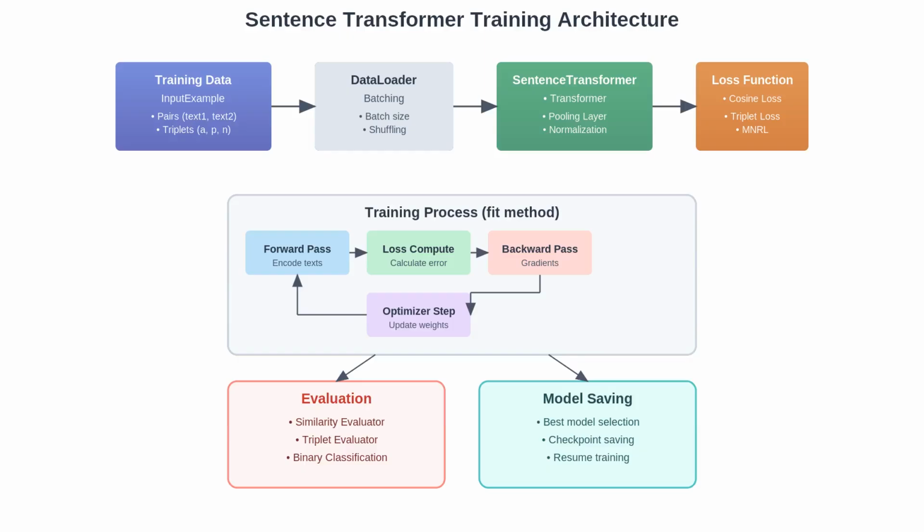This diagram shows how the different components work together. We have our input data flowing through the model, which consists of a transformer encoder followed by a pooling layer. The embeddings are then used to compute a loss based on our training objective, whether that's cosine similarity, triplet loss, or another approach. The gradients flow back through the network to update the model weights. Understanding this flow is crucial for effective training.